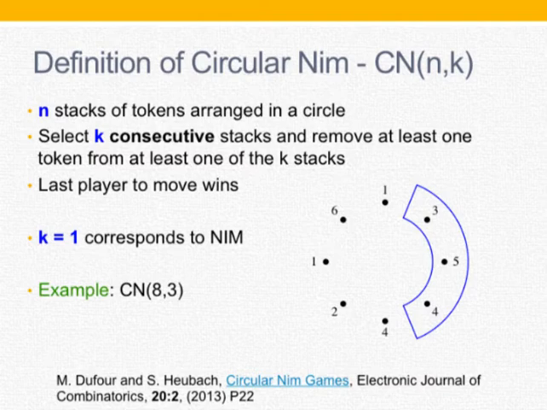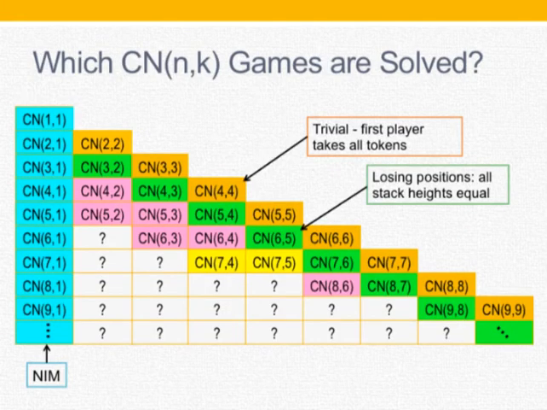So here's a game my collaborator and I have created. We're taking NIM, putting it in a circle, and instead of one stack, you can play on multiple stacks. Here is an example of 8 stacks and 3 are selected for play. Now what have we found out about this game in terms of analyzing who wins and loses?